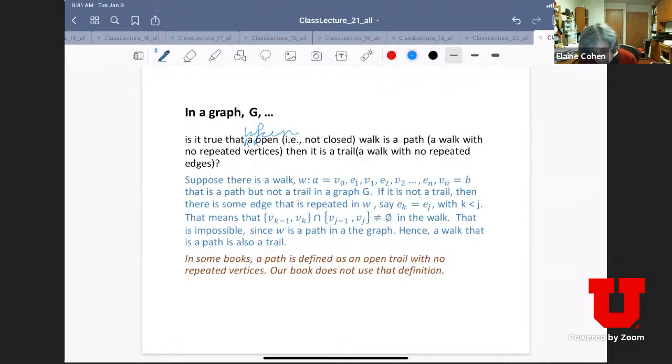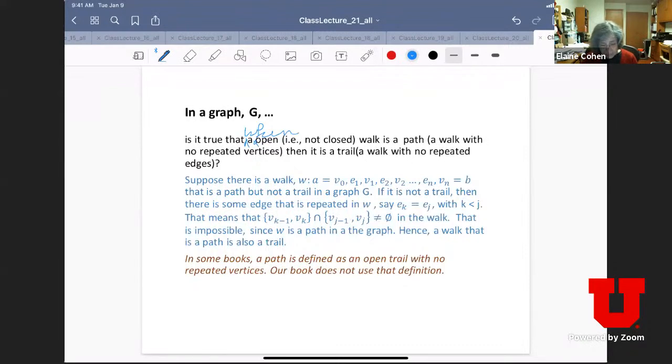Suppose there's a walk W from A to B, such that A is equal to V0 and B is equal to Vn, and it's a path, but not a trail. What would that mean? It would mean there are repeated edges in it. That means there's some repeated edge, say EK equals EJ, with K less than J, which means the edge V(K-1) to VK, which is the edge EK, intersect the edge V(J-1) VJ is not empty. That means the vertices that make up the edge would have to be repeated in the walk. But that would say it's not a path because we have repeated vertices. And that can't happen. So therefore, a walk that's a path is also a trail.